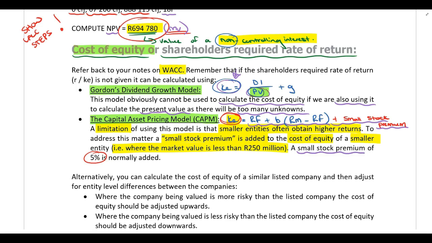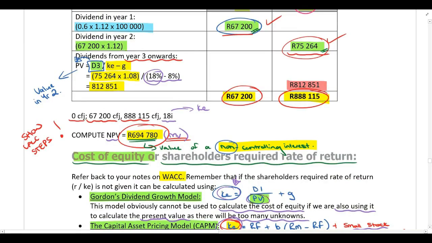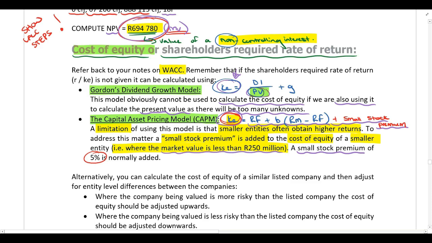So like I said, chances are you are not going to know that the market value of the company is less than 250 million. So if in doubt, there's no negative marking, please just add the small stock premium of 5%. So whenever you have to use the capital asset pricing model to calculate the cost of equity, and then after that you use the cost of equity to value the company, please just add the small stock premium of 5%. There's no negative marking, so you won't be penalized.